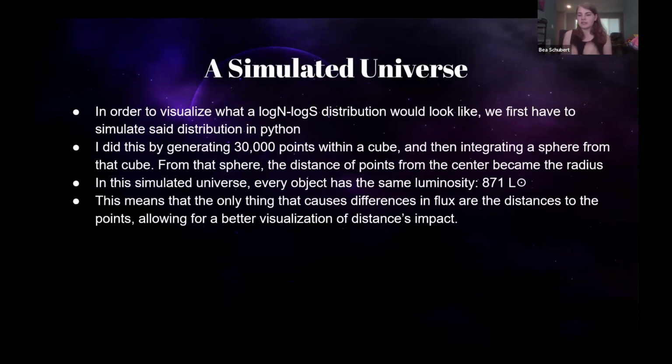That is just because that's the luminosity of my favorite star, Beta Cantor 3. This means that the only thing that will cause differences in flux are the distances to the points, so we can get a better idea of how distance impacts it.